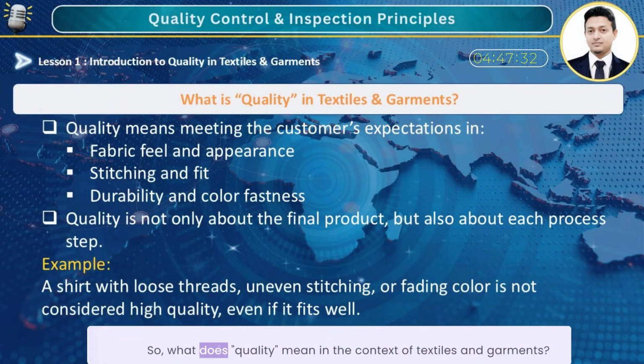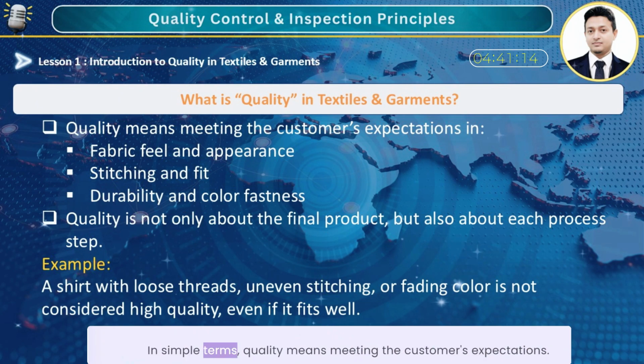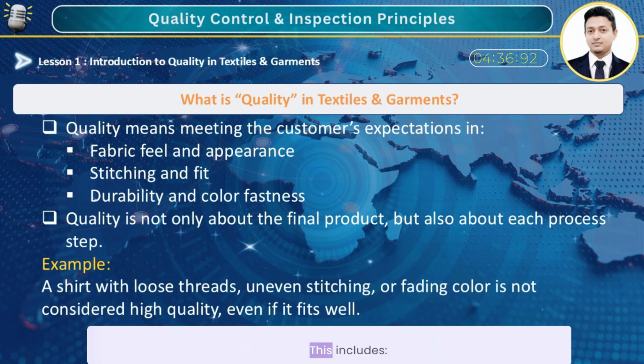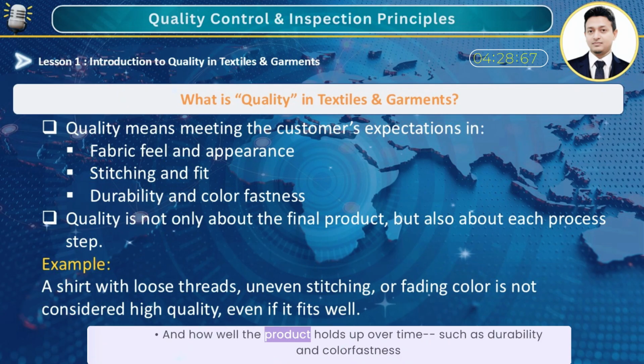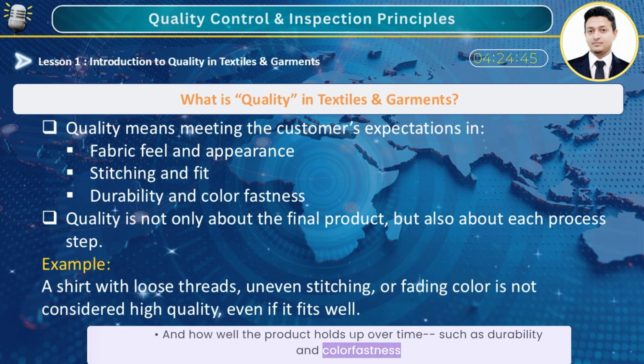So, what does quality mean in the context of textiles and garments? In simple terms, quality means meeting the customer's expectations. This includes the look and feel of the fabric, the accuracy of stitching and fit, and how well the product holds up over time, such as durability and color fastness.